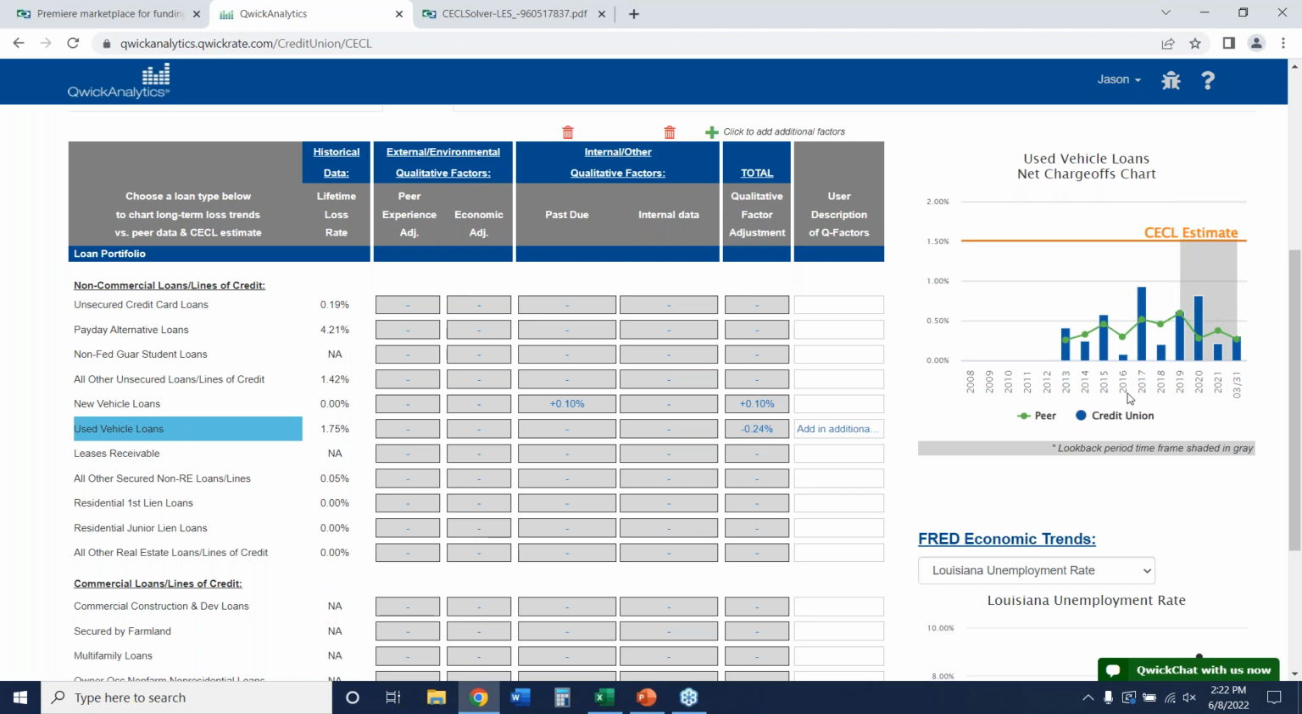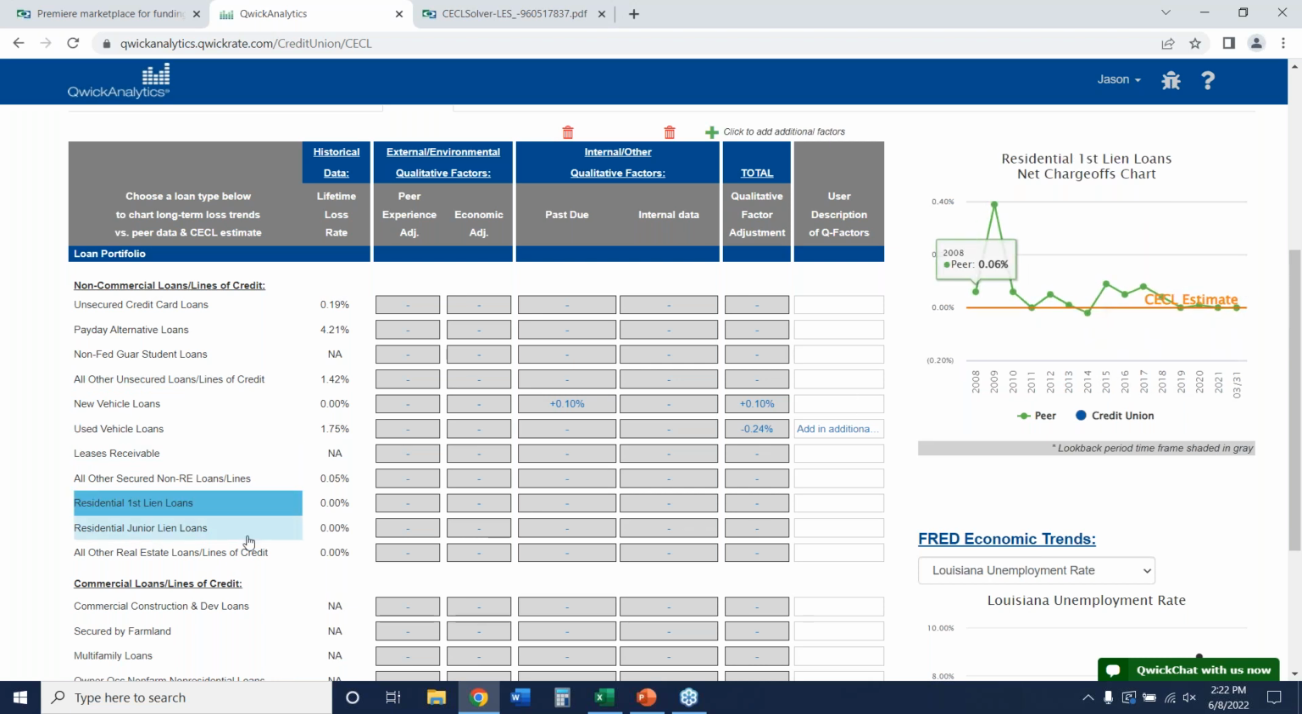Here's the used vehicle segment, again tracking very nicely there. Let's go back to the first mortgages. This is a great one. They have a small portfolio, but if we were to start seeing some spikes here, that's going to be your note to say, hey, something's going on.